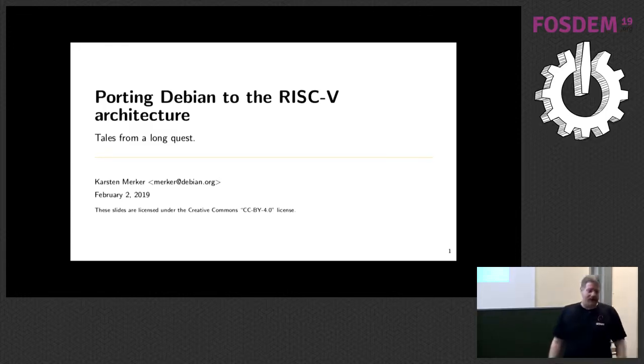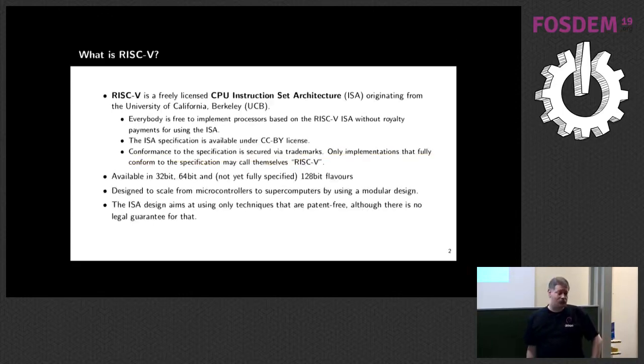So what's RISC V? RISC V is a CPU instruction set architecture that has been designed at the University of Berkeley, originally as a student project, has grown a bit since then, and everybody is free to implement CPUs based on the RISC V ISA. And the specification that defines this ISA is available under free license under CC BY. And to make sure that implementations actually conform to the specification, the RISC V Foundation has registered trademarks on the name RISC V, and you're only allowed to call your implementation RISC V if it actually conforms to the spec, to make sure that we don't get incompatible implementations.